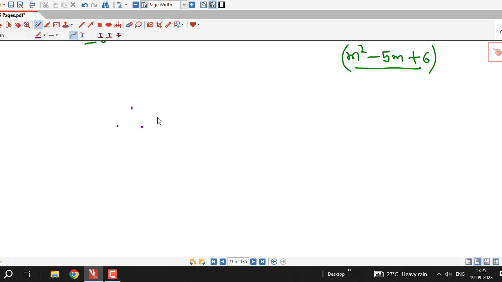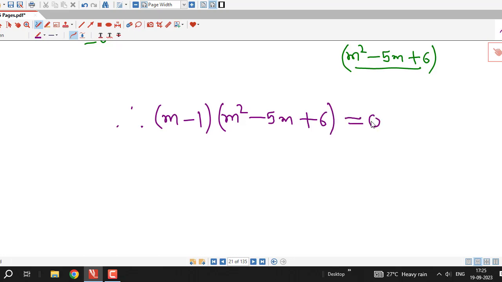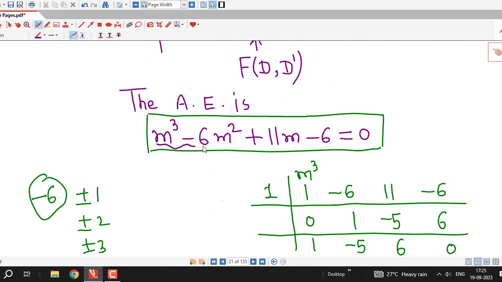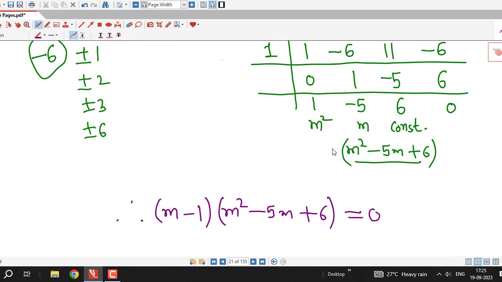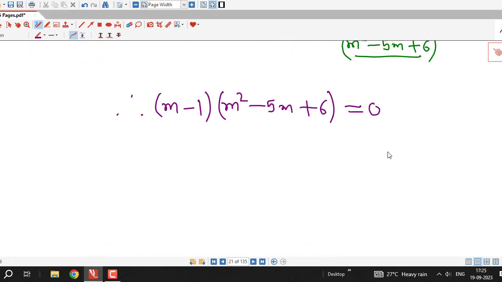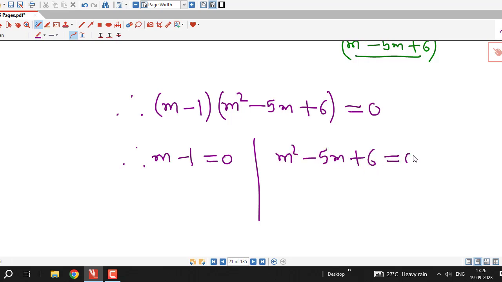Therefore, in the next step we will write down left hand side of auxiliary equation as the product of m minus 1 and m square minus 5m plus 6 equal to 0. This left hand side is replaced by m minus 1 times m square minus 5m plus 6 equal to 0. This gives me m minus 1 equal to 0, and this is m square minus 5m plus 6 equal to 0. This I can simplify.